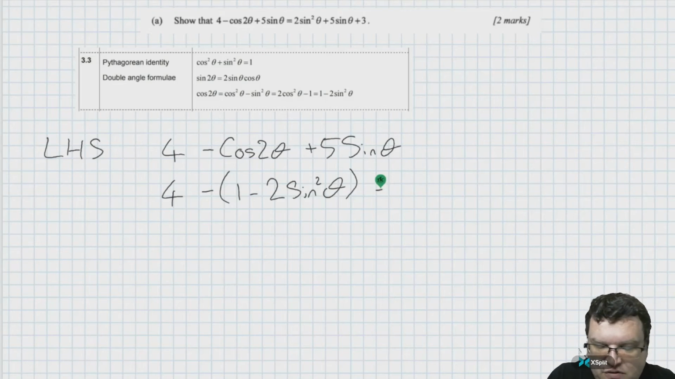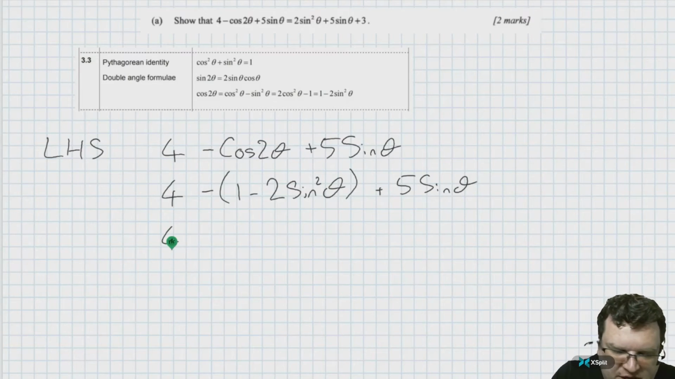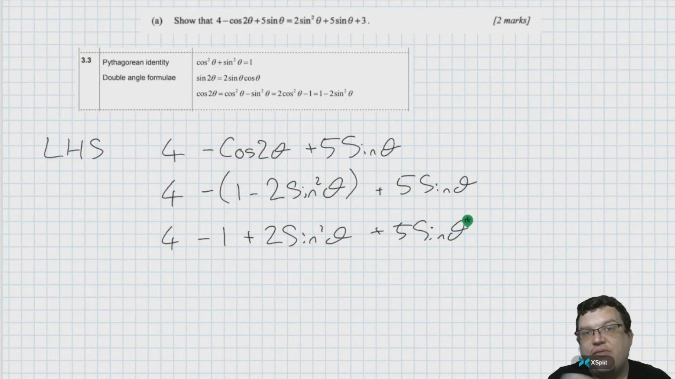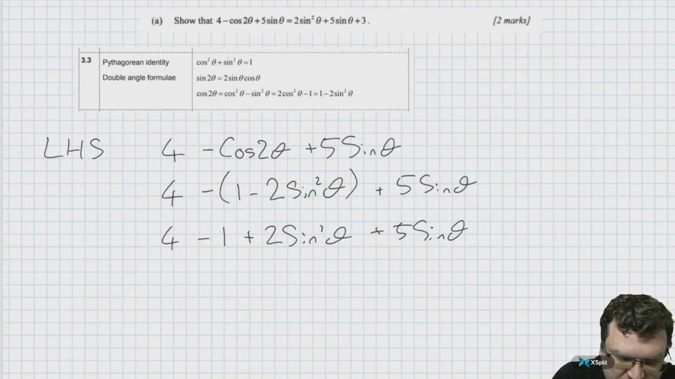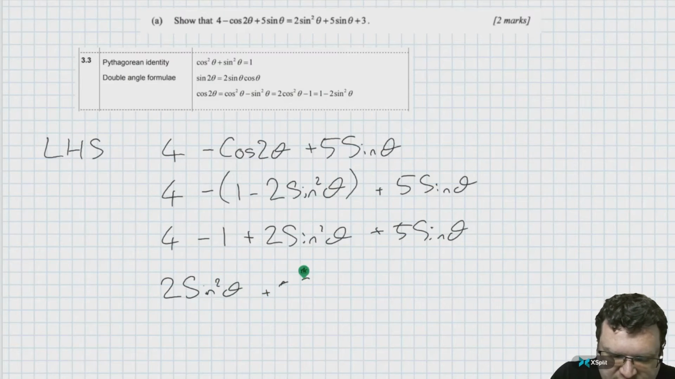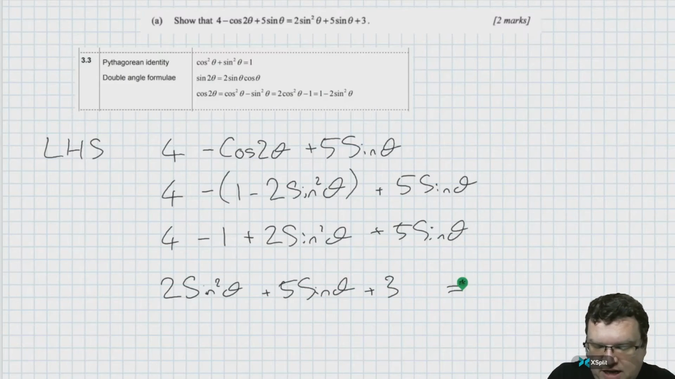But again, the beauty of a "show that" question is I know what the answer should be, so if I make a mistake I can always go back and change my working. So pretty easy from here. We're just going to replace that with negative 1, we get minus 2 sine squared, so plus 2 sine squared theta plus 5 sine theta. Now what I'm going to do is just rearrange this in descending powers of sine, just like you would with a normal polynomial, and we're going to end up at 2 sine squared theta plus 5 sine theta plus 3, which is equal to the right-hand side as required.